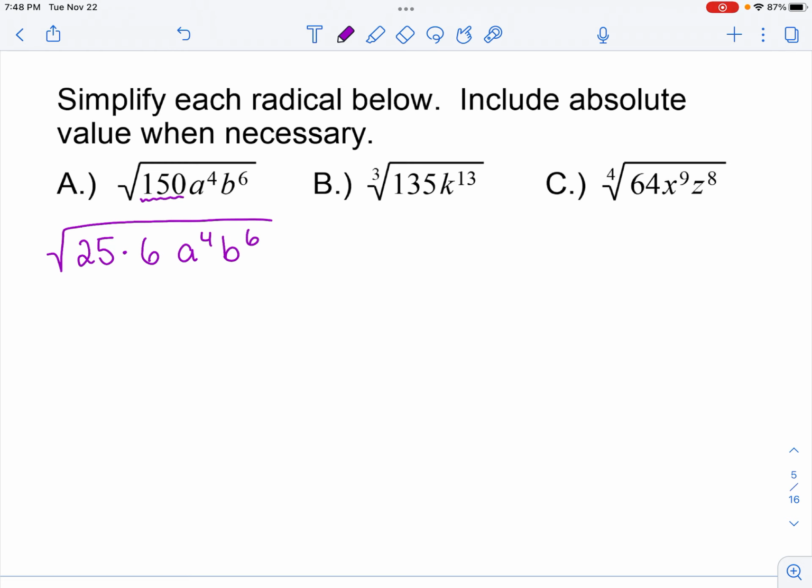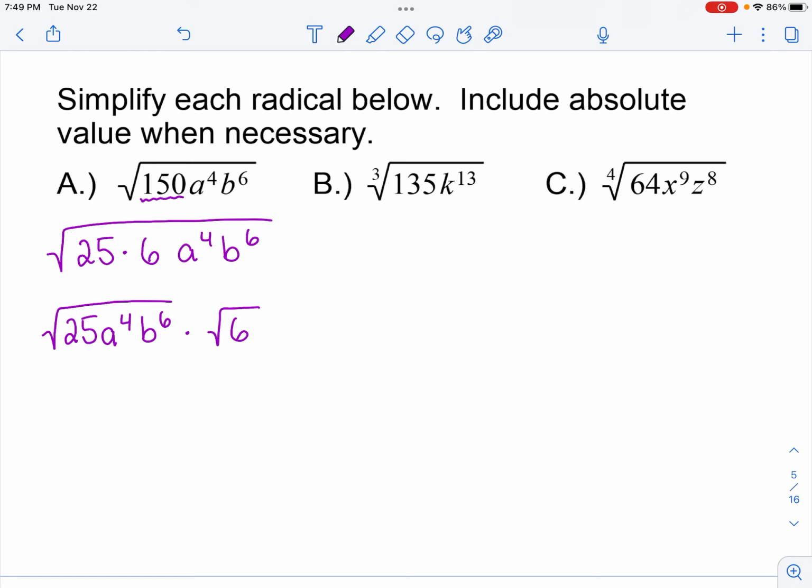B to the 6th is also a perfect square because its exponent can be divided by 2. So when I split this up, I'm going to move the 25, the A to the 4th, and the B to the 6th all together. I'm going to leave the square root of 6 by itself. I can actually take the square root of this expression here, and over here, the square root of 6 I can't touch.